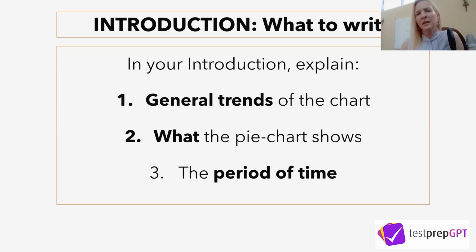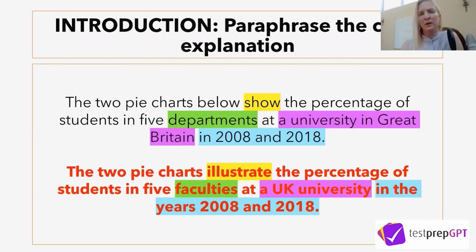So your introduction, what do you write? Well, basically you write the general trends of the pie chart. So the general trends, you want to say what the pie chart shows and also the period of time. So those are the 3 points in your intro: the general trends, what the pie chart shows, and the period of time. So in order to write your intro, all you need to do is to paraphrase the statement at the top of the chart.